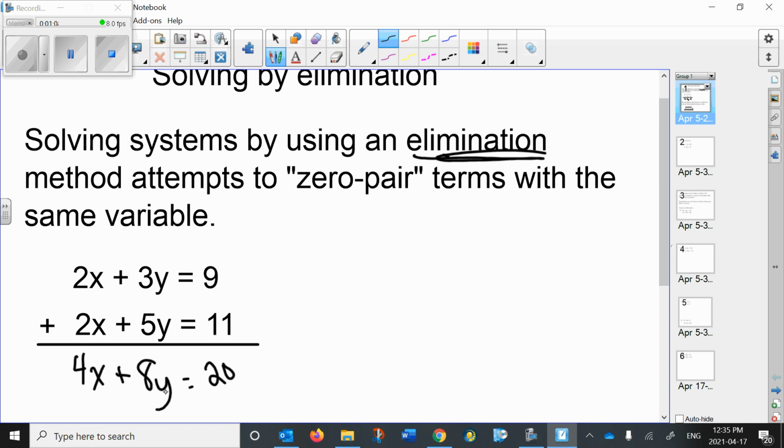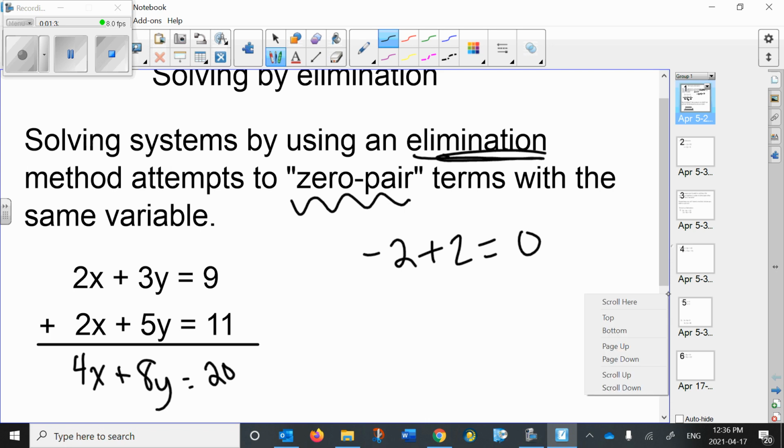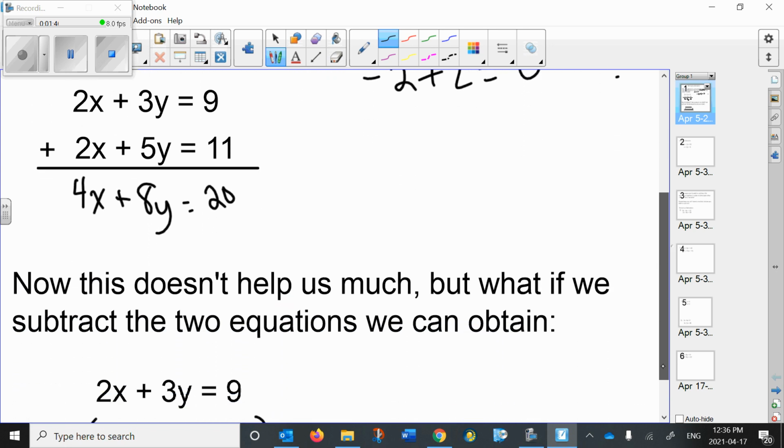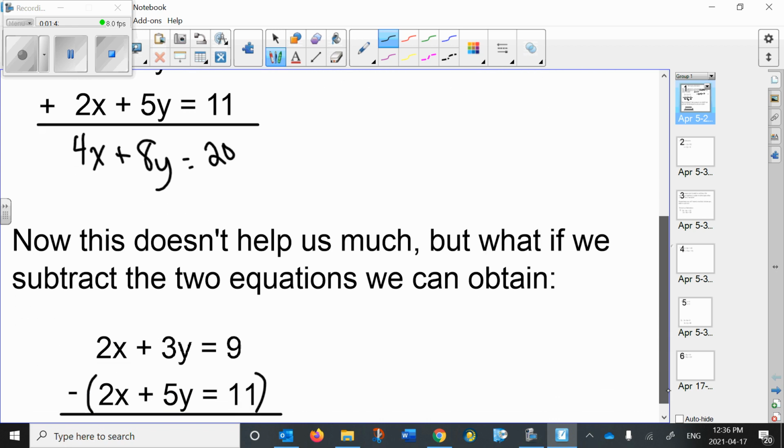So what we're trying to do anytime we are doing elimination is we're trying to make zero pairs. Remember, if you had -2, how would I make that a 0? I would add its opposite, which would be 2, and I would get 0. I'm trying to do the same thing here. I'm trying to get rid of something by using its opposite to make a 0 pair, right? So this one time we added them together, but if I take the same equation and I subtract them, watch what happens.